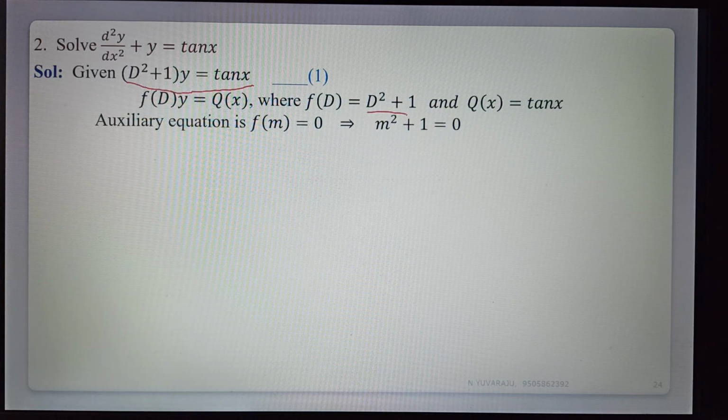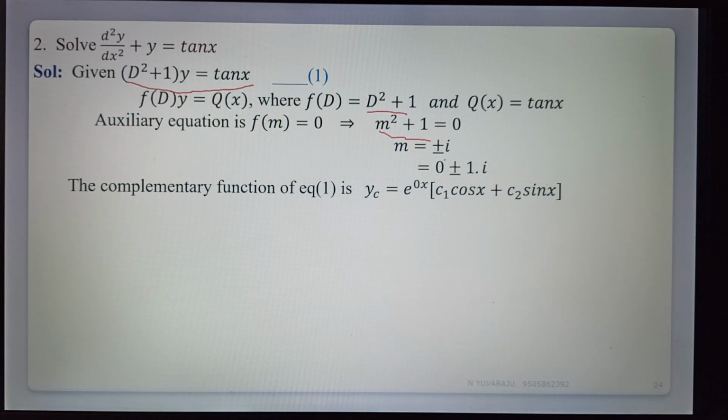So find first the complementary function. Take the auxiliary equation: m square plus 1 is equal to 0. So roots are m is equal to plus or minus i. So there are complex roots a plus or minus ib, where a is equal to 0, b is equal to 1. So the complementary function is yc is equal to e power ax, a is equal to 0, e power 0x into (c1 cos bx plus c2 sin bx) and b is equal to 1. That is equal to c1 cos x plus c2 sin x. This is the complementary function.